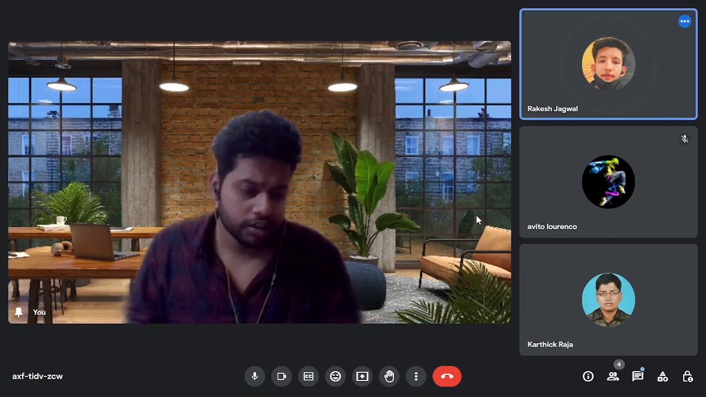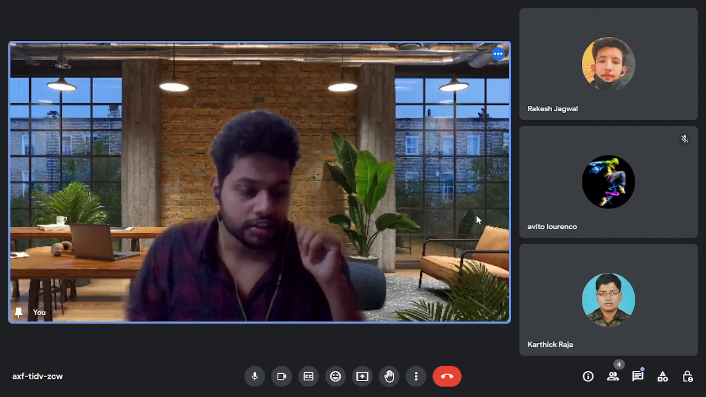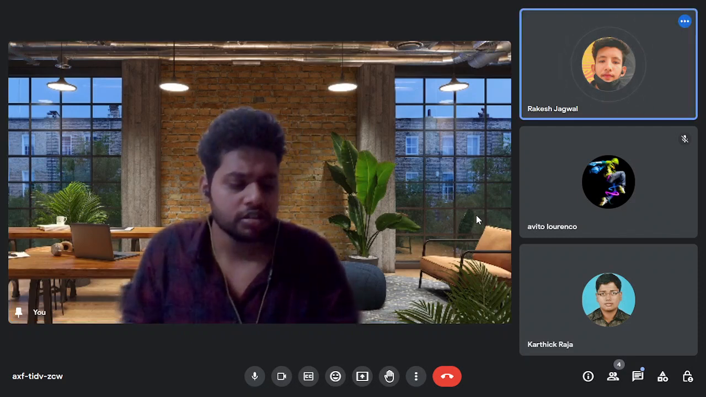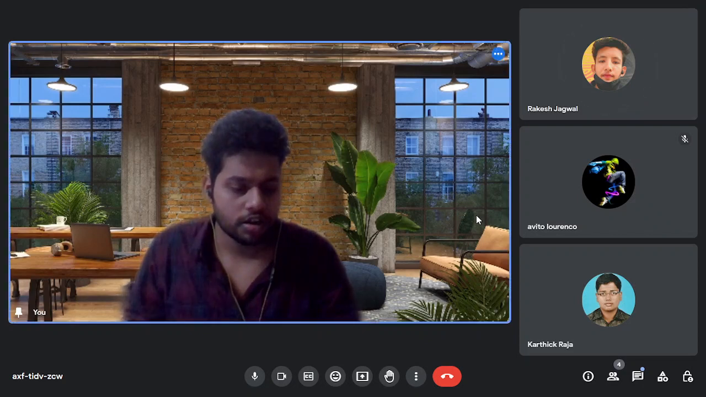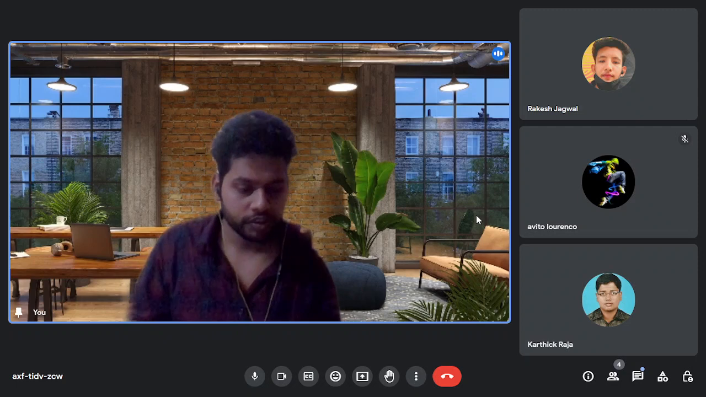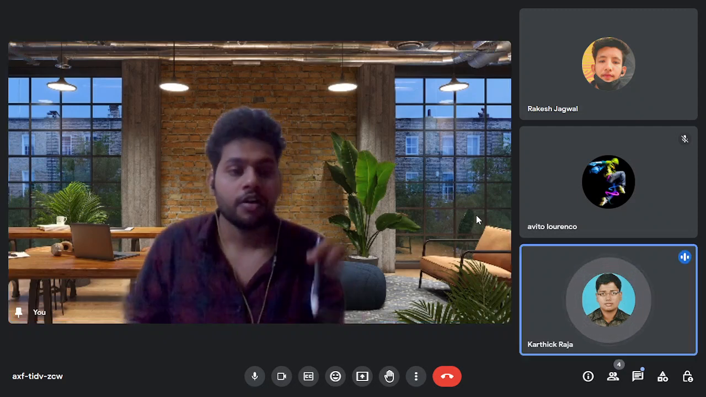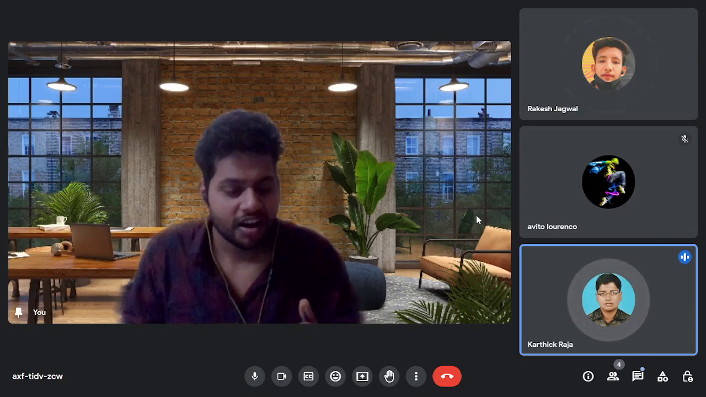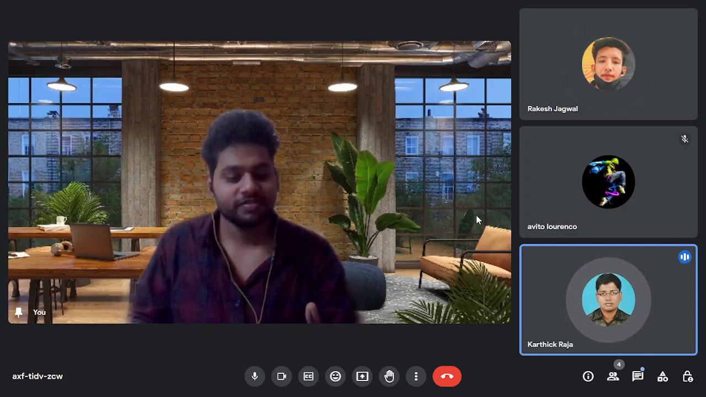Now coming to the next question, difference between star connection and delta connection. Any idea about this? Anyone? No worries. Delta connection, I'm not sure. This delta connection is mostly used in generator. Am I right? Let's see.